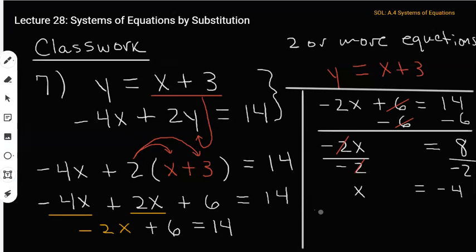So let me write it out. y equals x plus 3. And I'm going to be using x equals negative 4 for this. So in place of x, I'm going to put a negative 4. And if I add 3 to that, I'm going to get y equals negative 1.